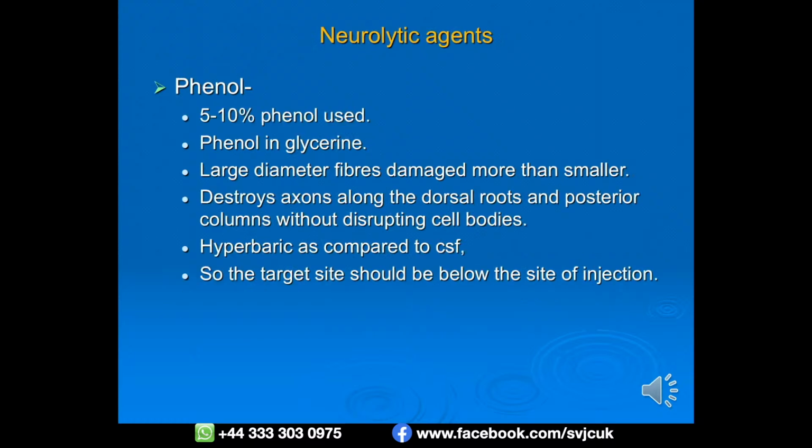And if you compare it to phenol, the concentration used is generally 5 to 10%, and commonly used agent is phenol in glycerin. It causes more damage to large diameter fibers than the smaller fibers, and it destroys axons along the dorsal roots and posterior columns without disrupting cell bodies. And it is hyperbaric as compared to CSF. So the target site should be below the site of injection.